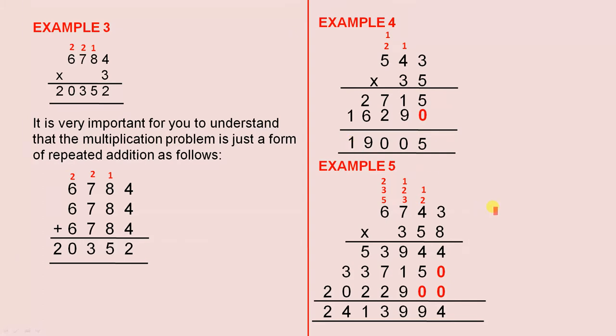Here is a more involved example. Let's have a look at it. 6743 multiplied by 358. First thing you do, you multiply by the 8. That gives you those numbers. And they're the numbers we've carried over, see? Then when you multiply by this 5, that's actually multiplying by 50. That's why we put the 0 in. So that gives you that row there. And these are the numbers that we carry over here when we multiply by the 5.